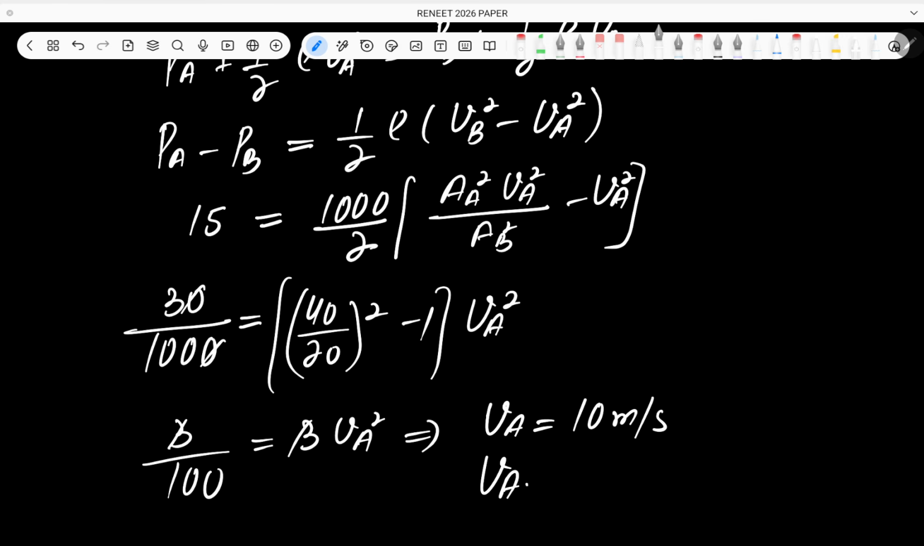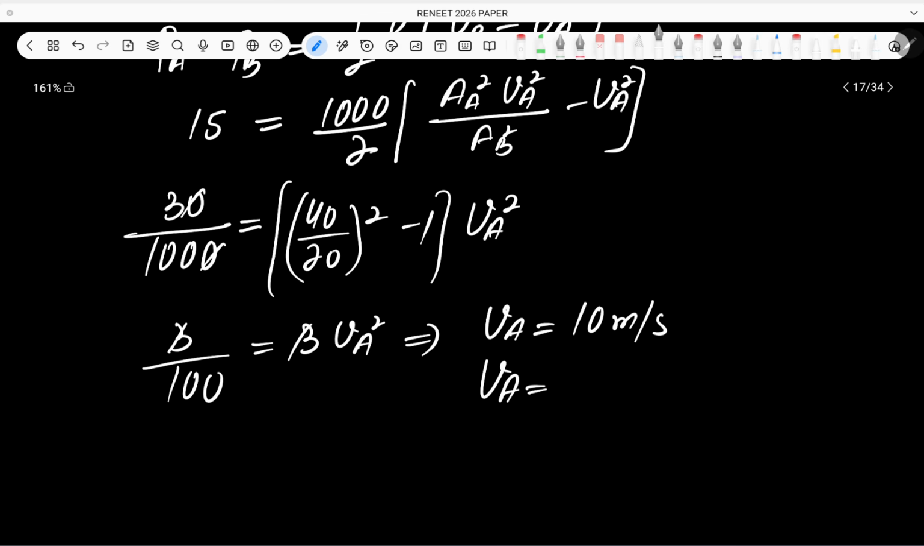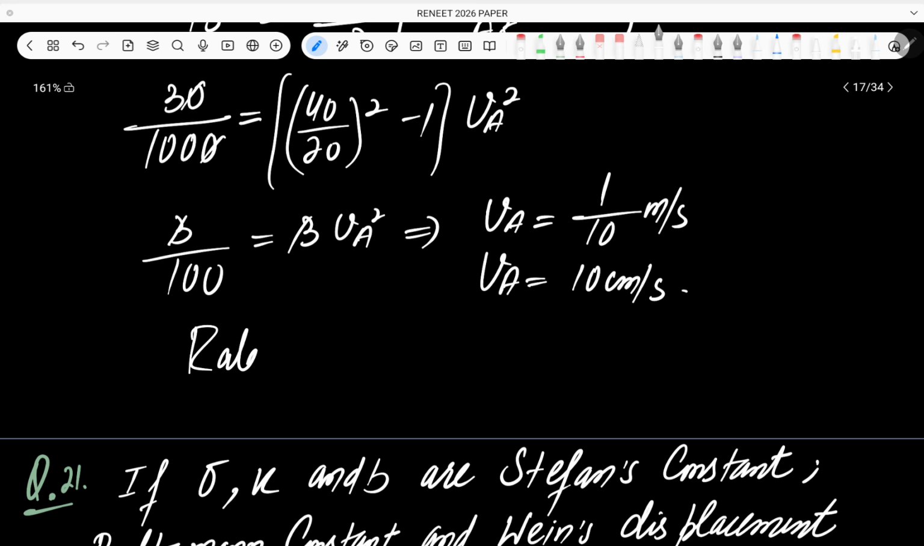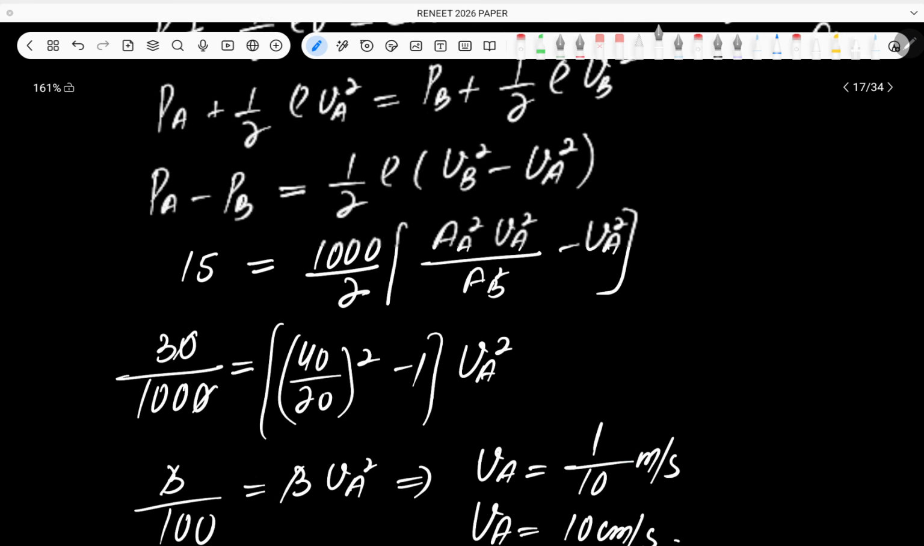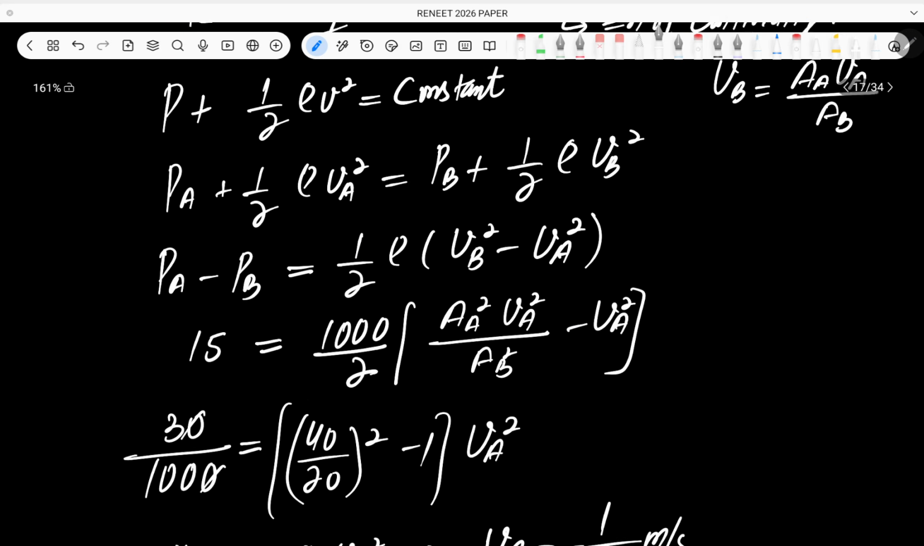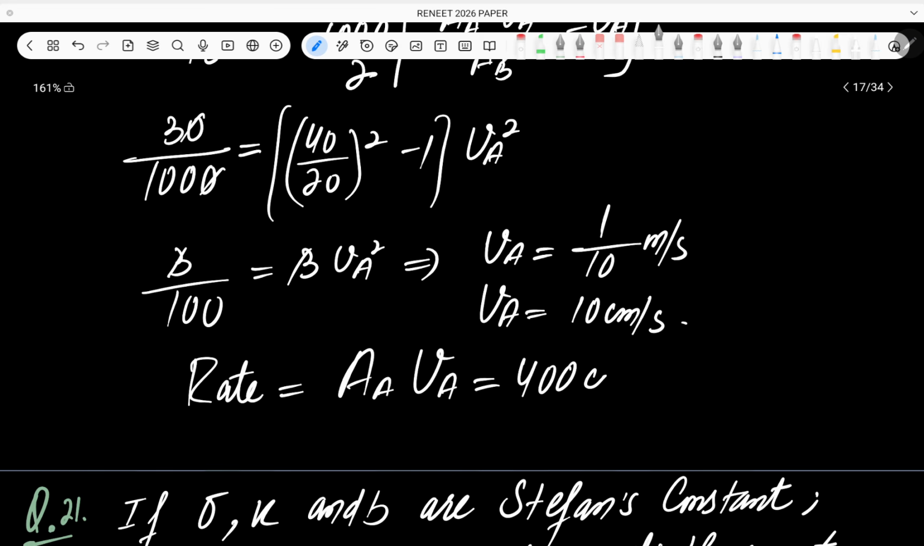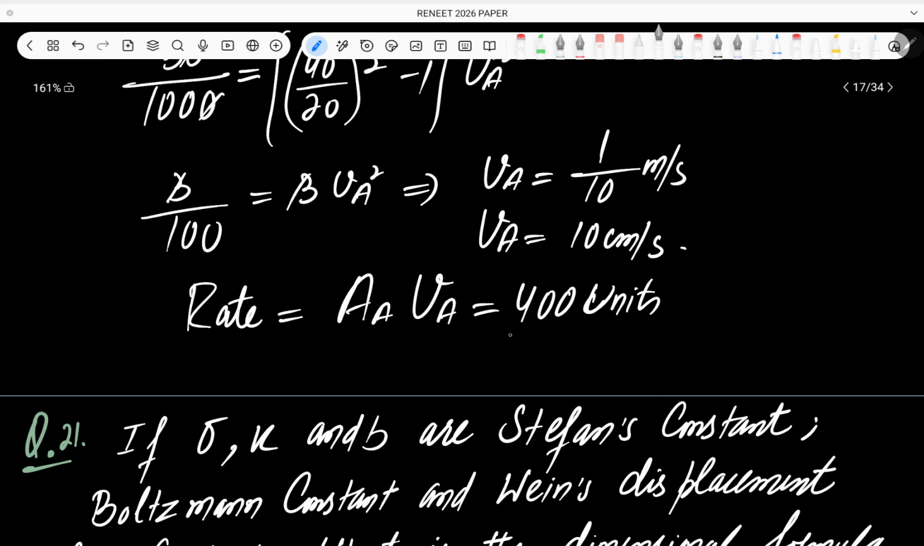I will convert it into centimeters. Sorry, it is 1 by 10. It is 1 by 10. VA will be equal to what? It will be equal to 1 by 10 meter per second. 1 meter is 100 centimeters, so it is 10 centimeter per second. All right, and I am nearly done. That is the rate I have to calculate. Rate will be equal to area of cross section at A into velocity at A. Now what is the area of cross section at the point A? That is 40 and velocity is 10, so it will be 400 units. Okay, whatever the units are, 400 units. So this is the answer to this question.